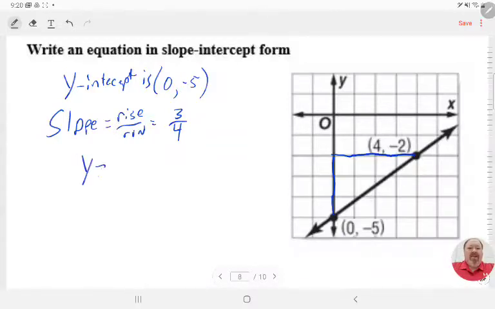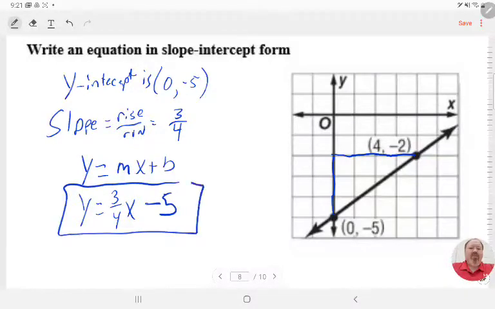So y equals mx plus b. y equals my slope, 3/4 x, and my b is negative 5, so plus negative 5, or just simply minus 5. And that would be my equation from a graph. If I had that graph, that's how I can make the equation.